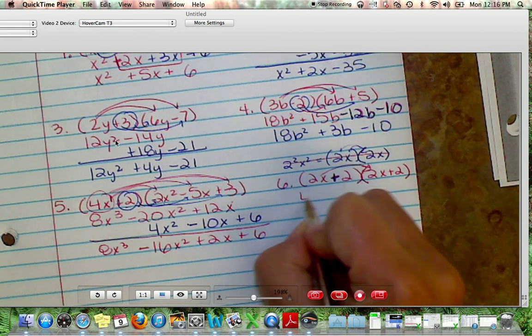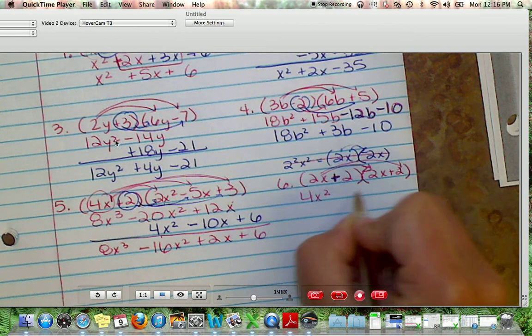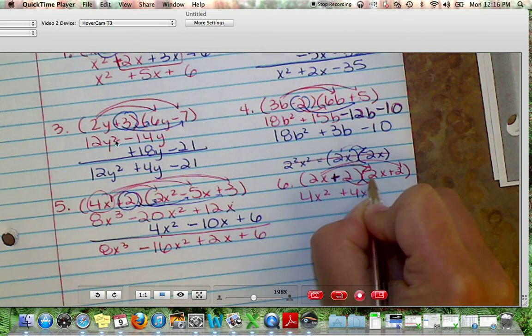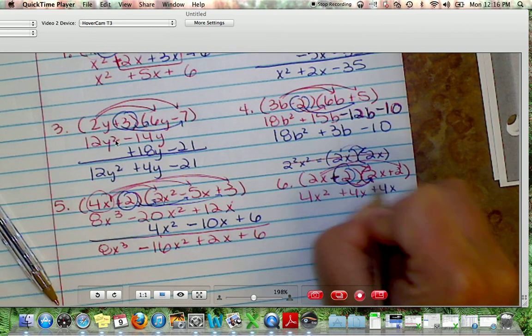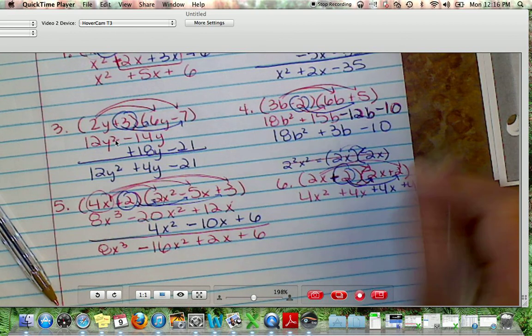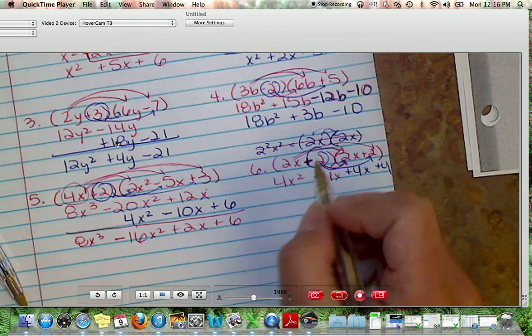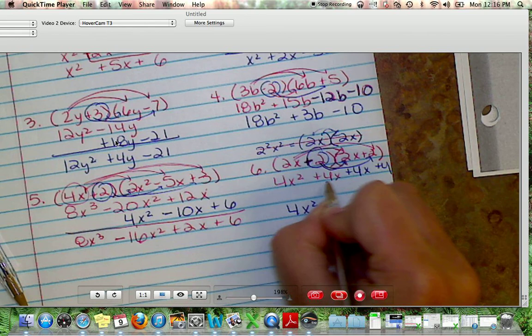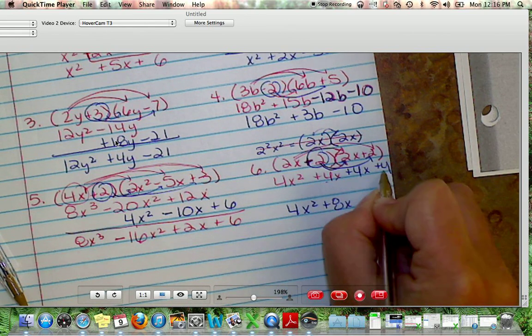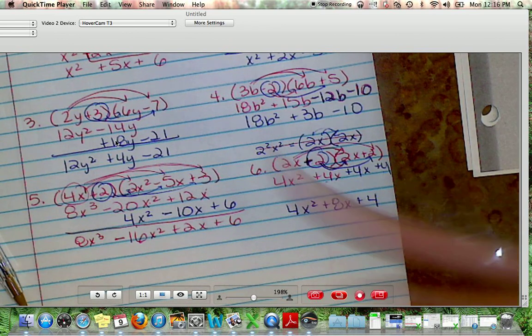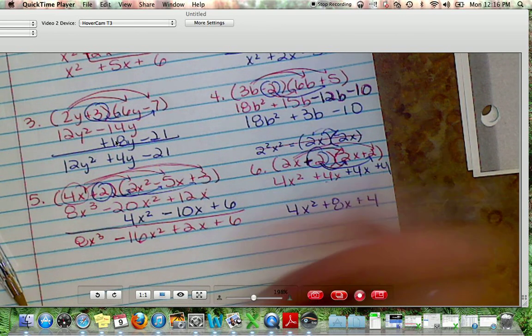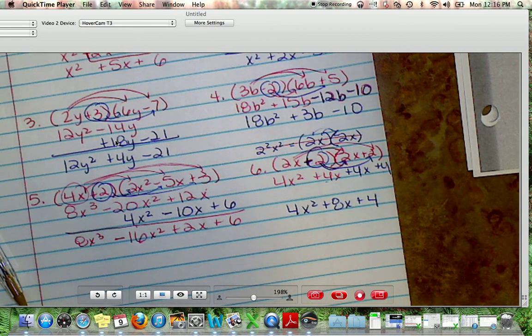So 2x times 2x is 4x squared, plus 4x, plus 4x, plus 4. Look at all those 4s. Now the 4x squared comes down. The 4x plus 4x gives us 8x, plus 4. All right, so that's double distributing. The problems can get more challenging, they could get longer and bigger. But the idea is still going to be the same basic idea, no matter what.